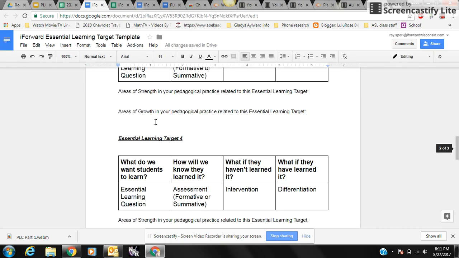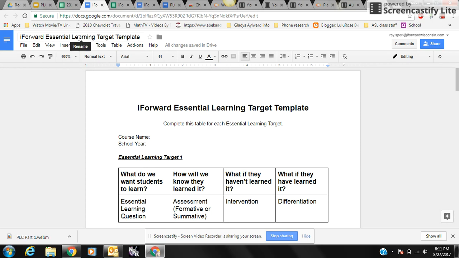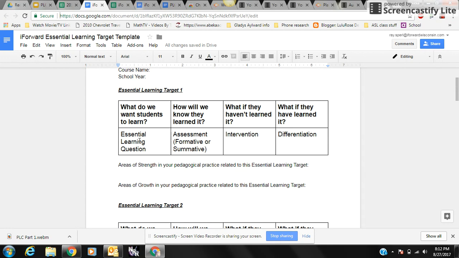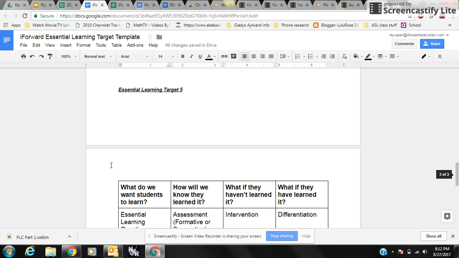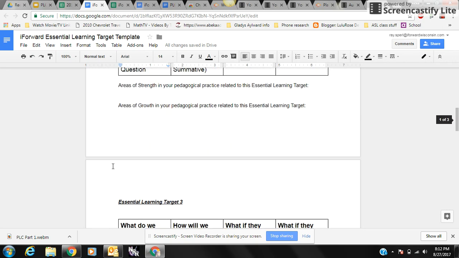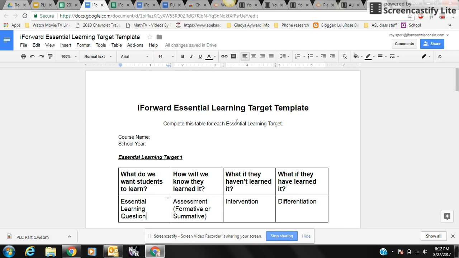Okay. This is the template for the essential learning targets. So you're going to have what do we want students to learn? You put your essential learning question or essential learning target in here. You put any formative and summative assessments in here, interventions and differentiations here. You talk about areas of strength in your pedagogical practices and areas of growth in your pedagogical practice related to these essential learning targets. Okay, and so you'll have 4 to 8. I only put 5 in the template to start with, but we can always copy and paste. And so there'll be one of these for each course.